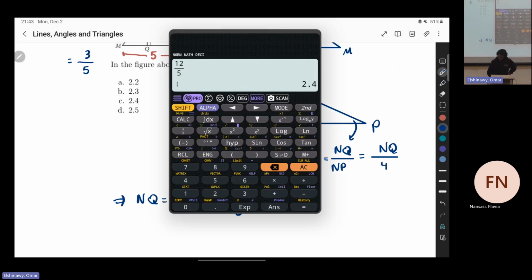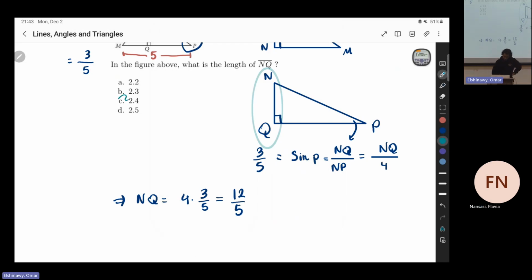Yeah, 2.4. This is a very... Point 4. Yeah, it's a very impressive way to solve the problem. Thank you very much, Flavio. Happy that we're able to participate.